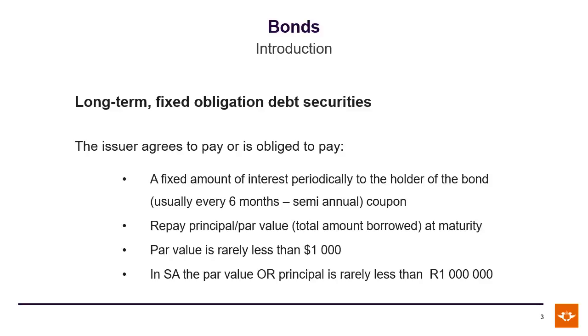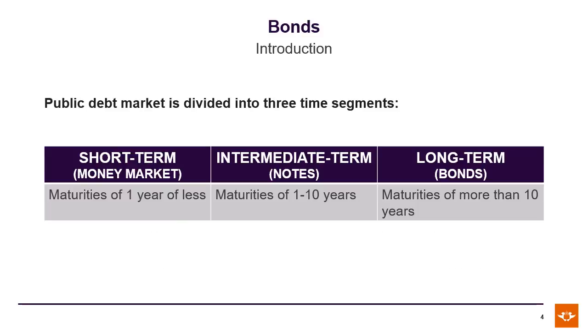The public debt market is divided into 3 time segments. There are the short-term debt instruments or money market instruments whose maturities are less than a year. There's the intermediate term, referred to as notes, with maturities of 1 to 10 years, and long-term bonds have maturities of more than 10 years.